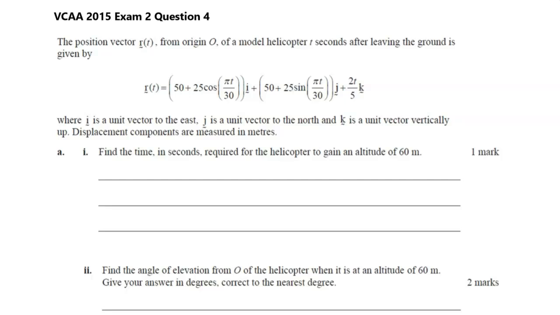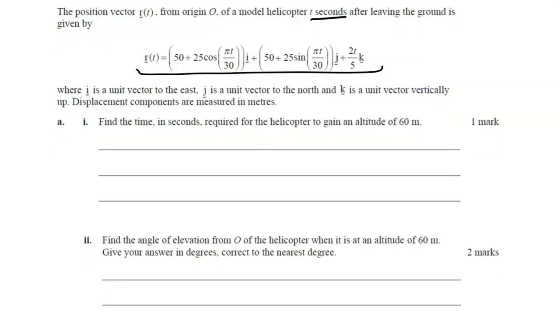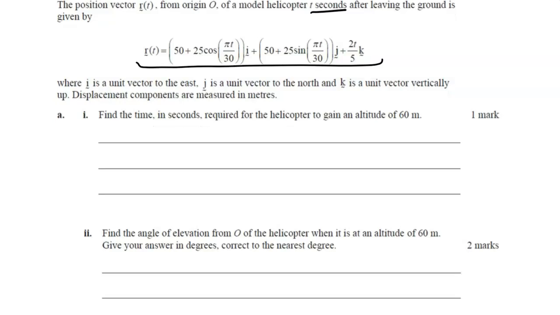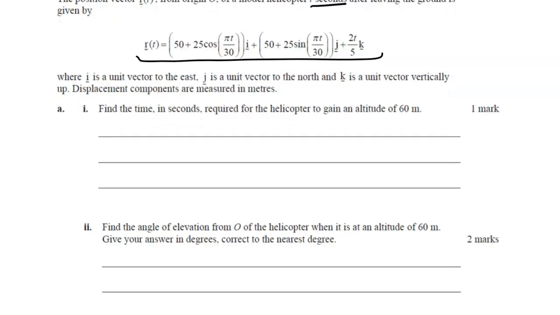A little more involved, we've got some trig in there, but nothing we can't handle. We've got a position vector from an origin O of a model helicopter t seconds after leaving the ground, given by this long equation here. We've got 50 plus 25 cos of pi t over 30 inside of that cosine, i, and then something similar looking except for the sine, for the j, and we've got 2t over 5 for the k. Now it says i is the unit vector to the east, j is the unit vector to the north, and k is a unit vector vertically up. Okay, that's good to remember.